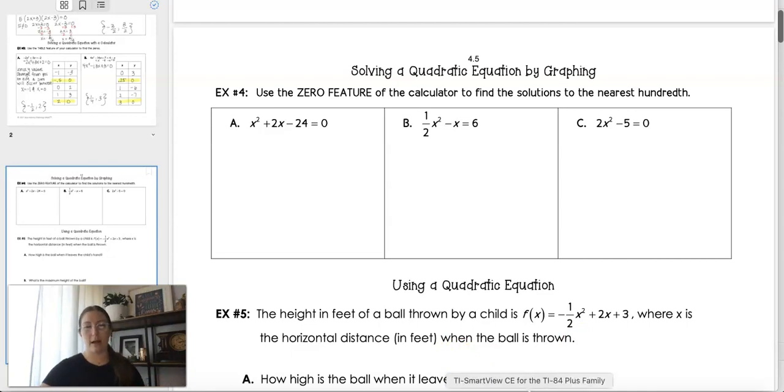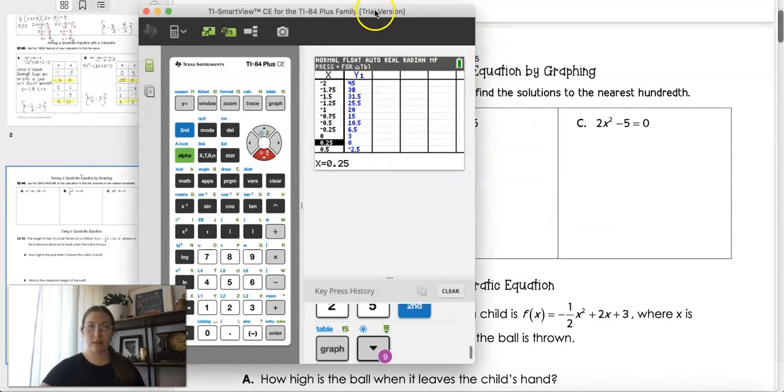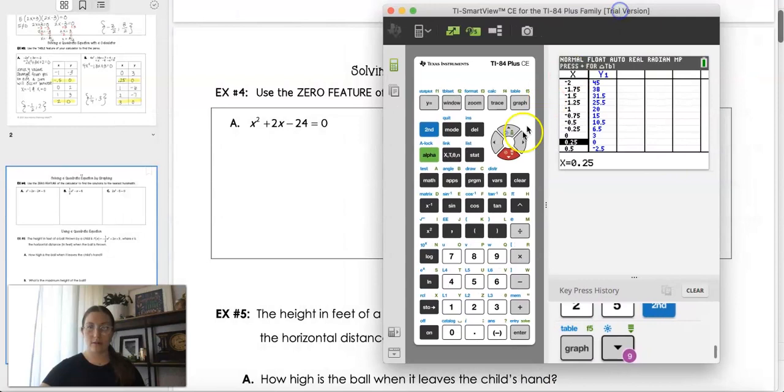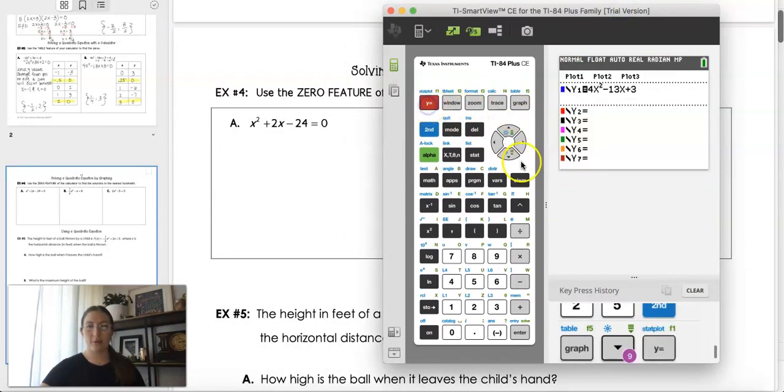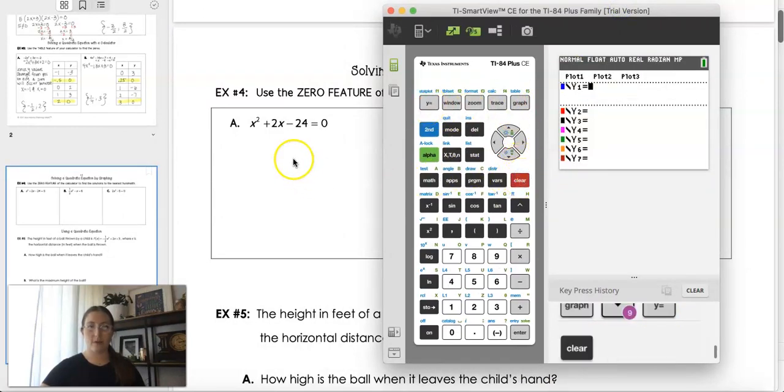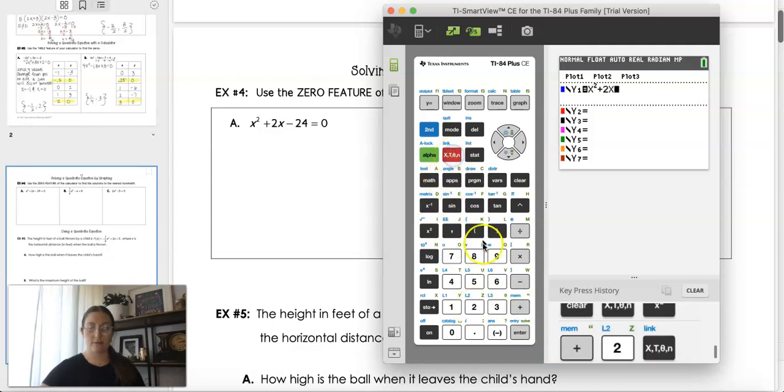So let's go back to our calculators. Slide that over to see this first one. Go back to your y equals, clear it out. So now we're going to go ahead and do x squared plus 2x minus 24.